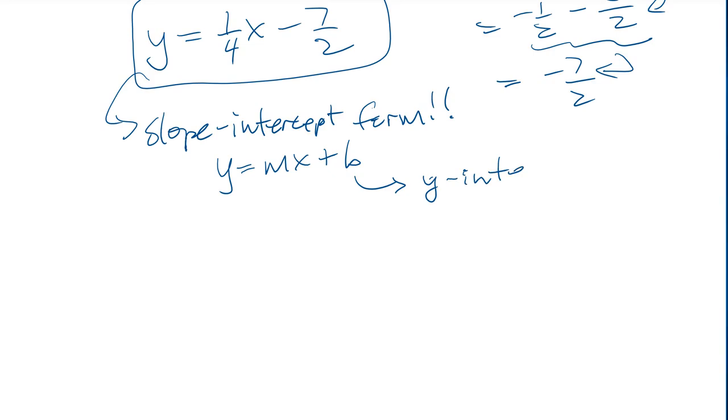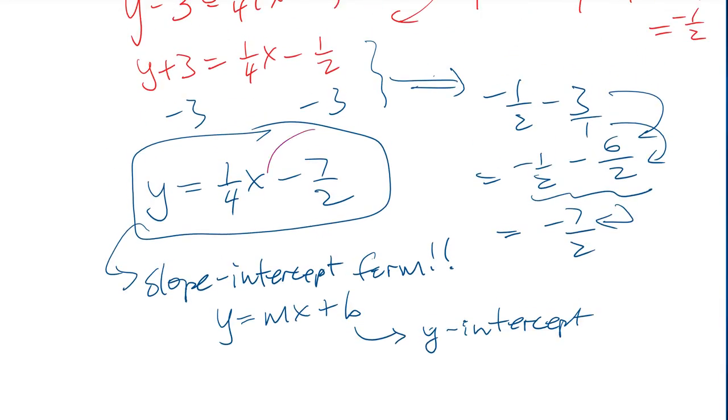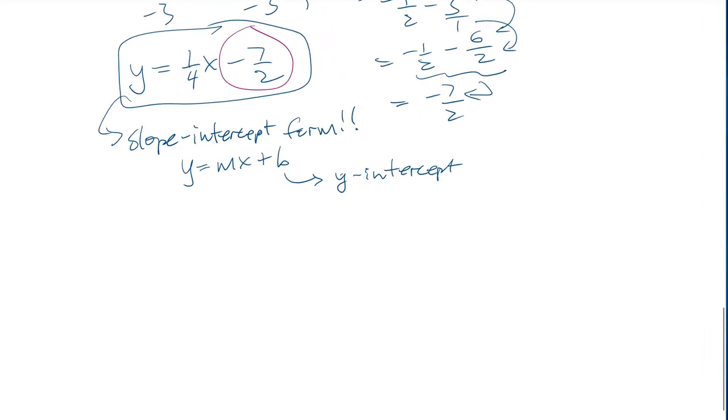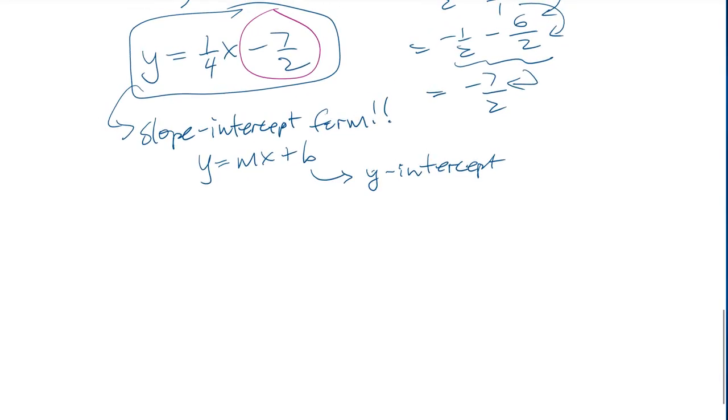Okay, so apparently whatever this line looks like, the y-intercept is -7/2. That's where it hits the y-axis. Actually, let's graph that right now, just real quick, and then I'll get on to the other thing I was going to talk about. So -7/2 is the y-intercept.